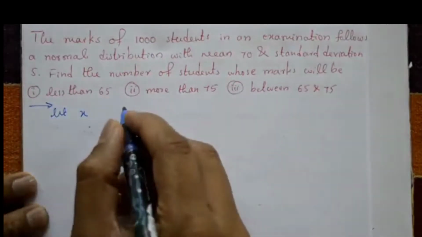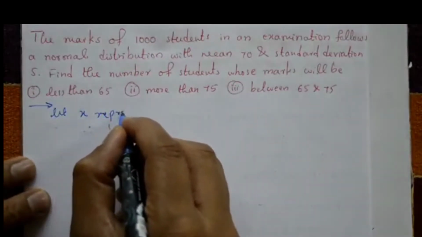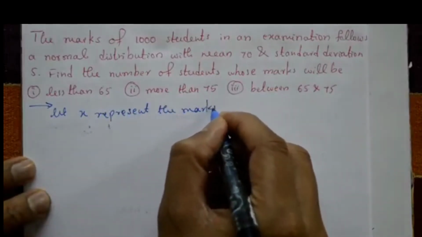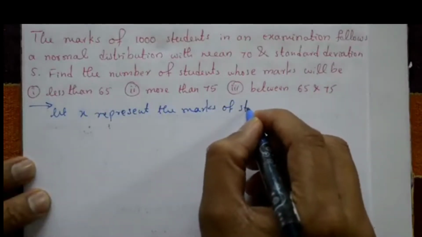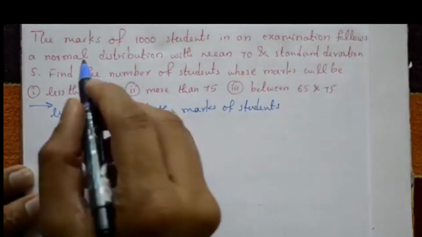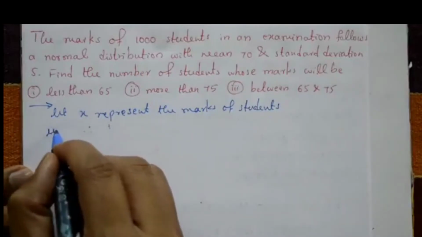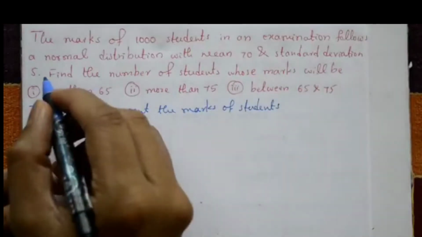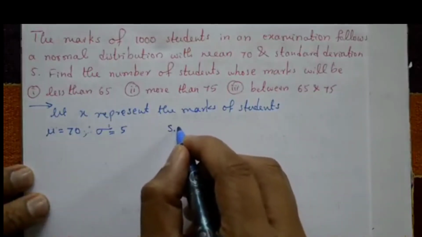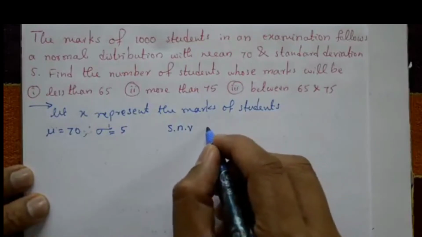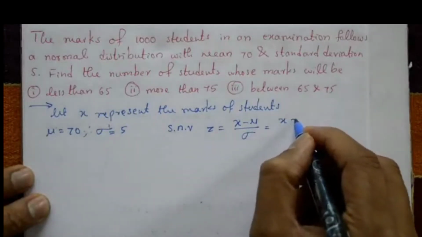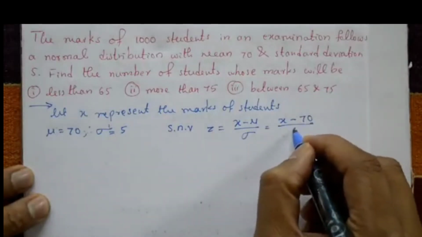Let X represent the marks of students. In the examination, the normal distribution mean is given, mu is equal to 70, and standard deviation sigma is equal to 5. Hence the standard normal variate is z is equal to x minus mu divided by sigma, where mu is 70 and sigma is 5.